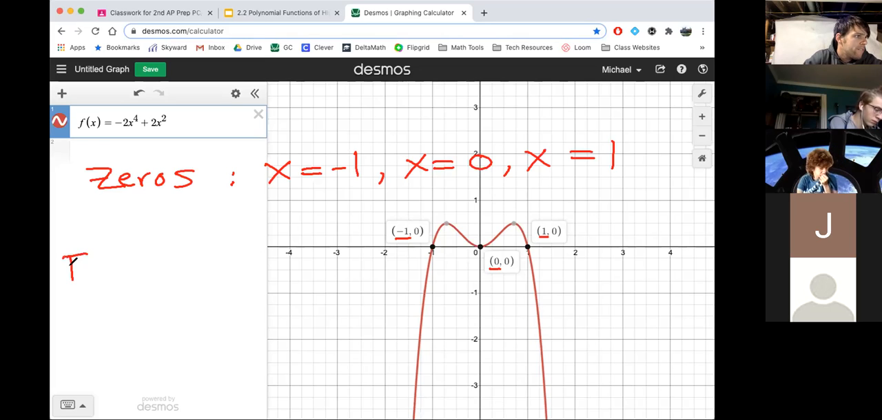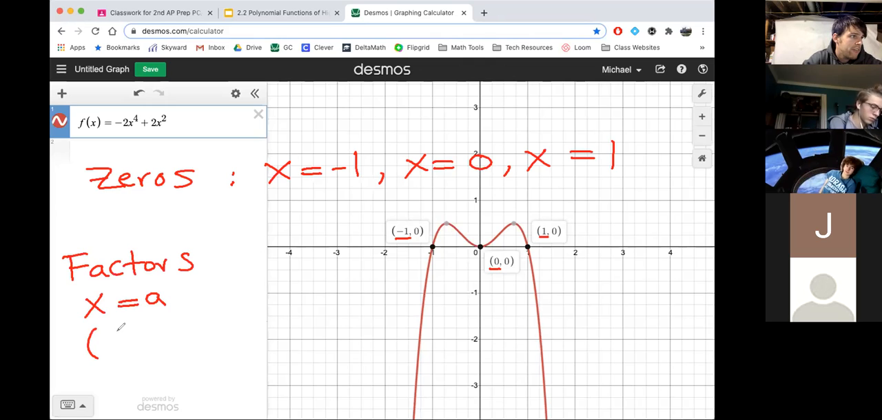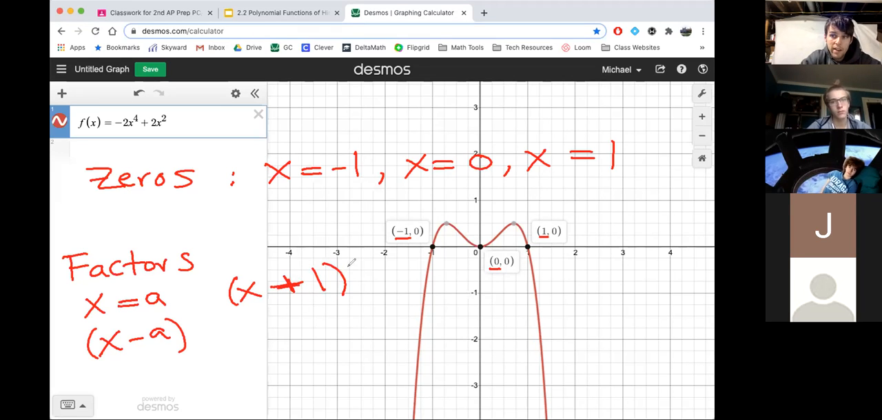And then known factors. So remember, if you have a 0, that also relates to a factor. If you have a 0 of a, that means that you're going to have a factor of x minus a. So since I have a 0 of -1, that means that I'm going to have a factor of x minus -1. Or we usually just write that as x plus 1. So that's one of my known factors for this, x plus 1. If I have a 0 of 0, that means x minus 0, or actually just x, is a known factor. And then if I have a 0 of 1, then x minus 1 is going to be a known factor.